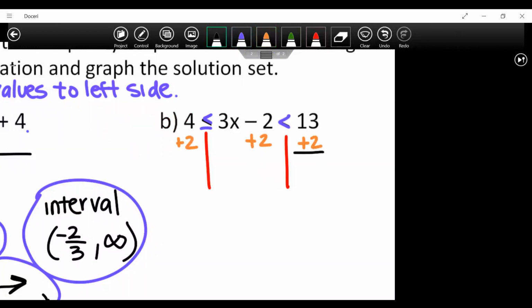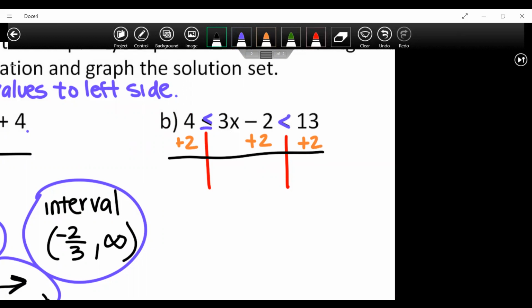Did you guys do this last year? No? So this is brand new for a lot of you? Okay. Just like solving. Think of it like two equal signs. You're just solving it on all parts. Okay, and it will look very nice.